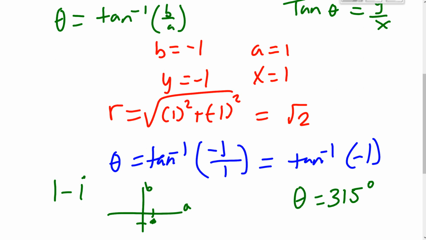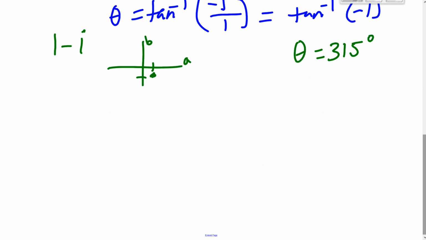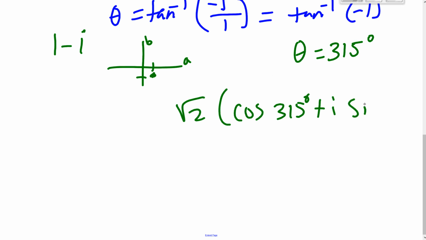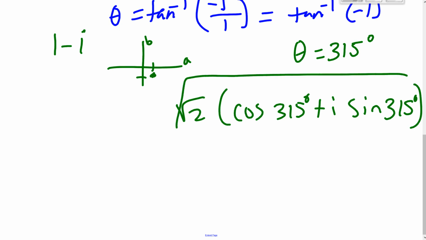So now we have our r, root 2, and our theta. Now we can go ahead and write r times cosine of our theta, plus i sine of our theta. I use the same theta, I don't change numbers here. So it's the same 315, 315. So that's our answer for that one.